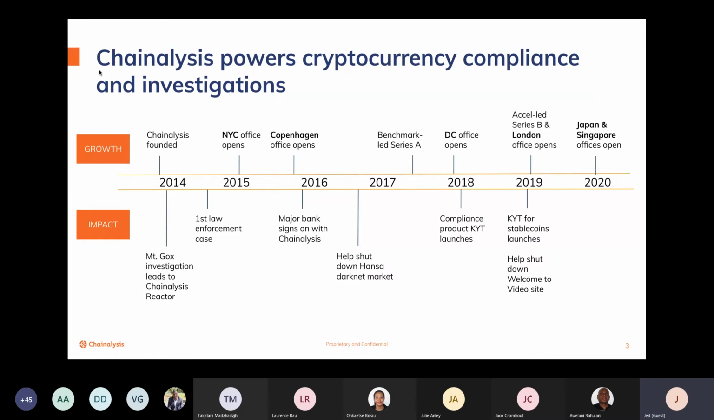He got his big break on the Mt. Gox investigation and was the lead investigator on that particular exchange hack. And that's where our investigatory solution was kind of built from. And since then, the company's gone from strength to strength. You can see we've got offices in New York, Copenhagen, DC, London, Japan, and Singapore, and we're at around 250 staff now.